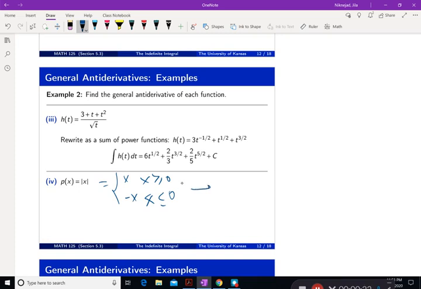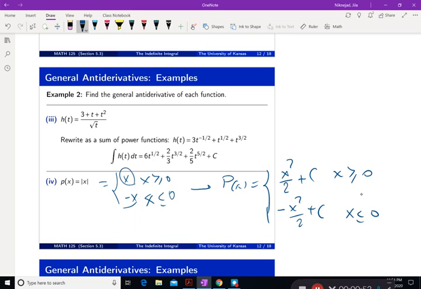And so to find the antiderivative, the first step, let's say this is capital P of x. Take the antiderivative of this one, and that would be x to the power 1 more, divided by 2. Take the antiderivative of this one, negative x to the power 1 more, so 2, divided by 2. And plus c, this is the general form.